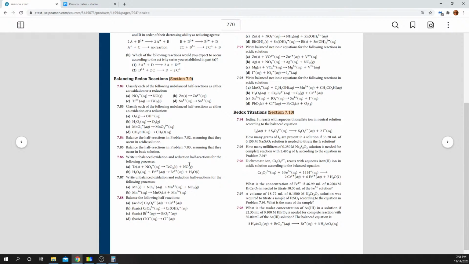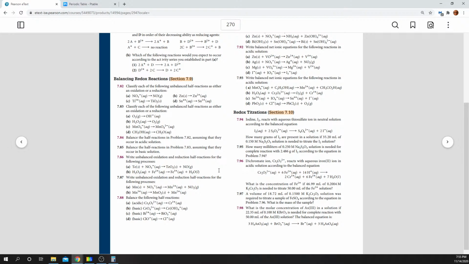The nitrogen is going from plus 5 to plus 2. That's your reduction half reaction. I mean, it's just Te to TeO2. Boom, that's one. Nitrate to nitric oxide. That's the other one. H2O2 goes to H2O. That's your reduction half reaction. Fe2 plus to Fe3 plus is your oxidation half reaction. All right, 86. Balance the following half reactions.